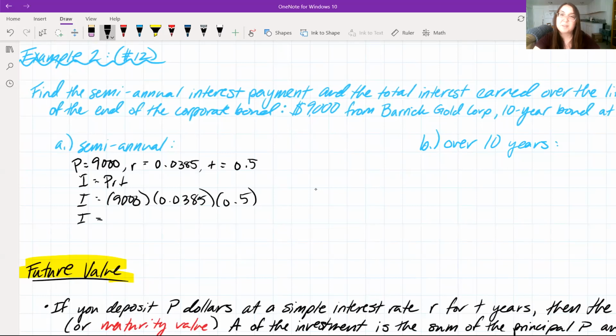So now you can take a moment to calculate this on your own. And if you do, you'll see that semi-annually, the interest that grows on this bond will be $173.25. So that means that twice a year, you will get that value added onto your investment.